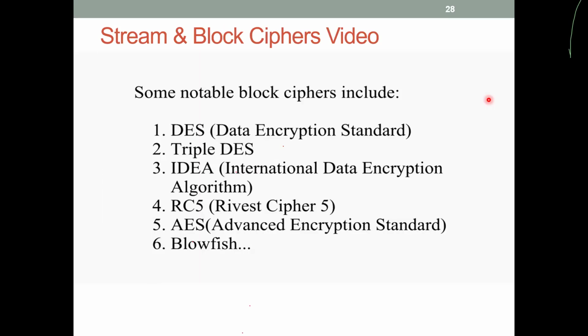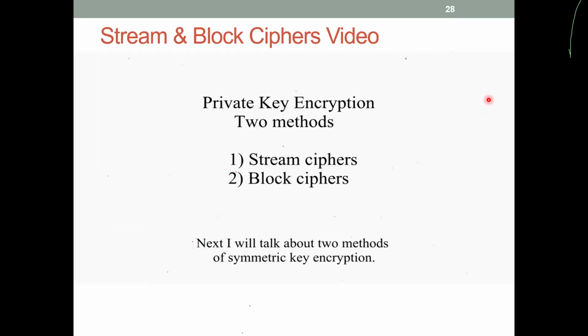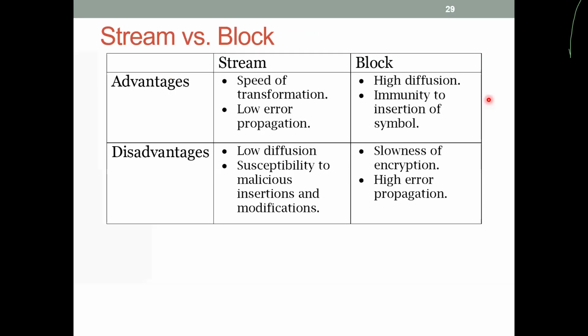Now we will look at the advantages and disadvantages of these two. If you think about the advantages of stream ciphers, each bit has encryption and decryption applied, so the speed of transmission is high. Also, the advantage is low error propagation. The possibility of error occurrence is very low. Why? Because we are taking it bit by bit, so the error probability is very low.